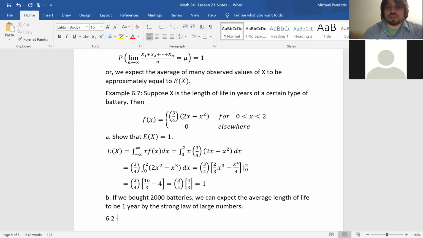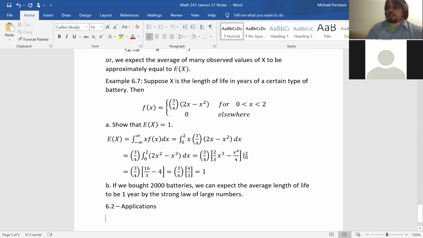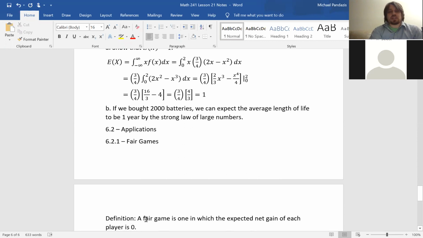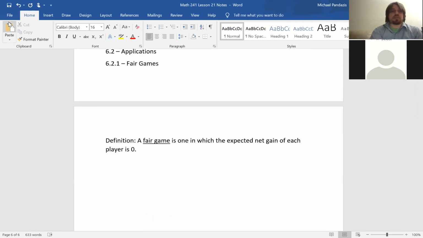And so now next is 6.2, applications. Okay, and so 6.2.1 is on what's called fair games. So the definition. A fair game is one in which the expected net gain of each player is zero. A fair game is one in which the expected net gain of each player is zero, each of them, right? So all of them, right?